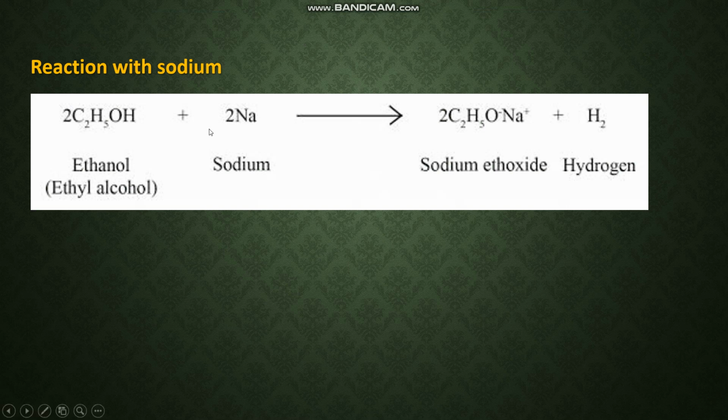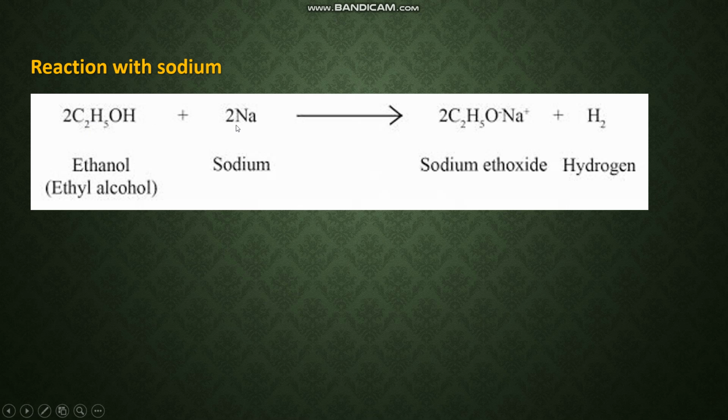When this is reacting with sodium, what is happening here? Already you have learned the functional group: the properties of a chemical compound in which a functional group is present, for example alcohol, aldehydes, carboxylic acid, all these, their chemical properties are decided by the functional group, not by the carbon and hydrogen. So here the chemical property of this ethanol is decided by the OH group, not by the C2H5 group. So here what is happening?